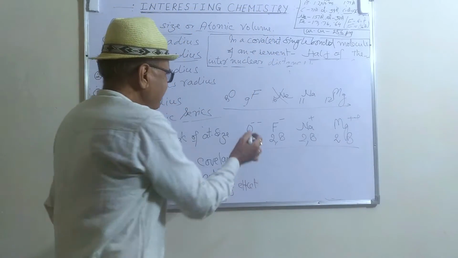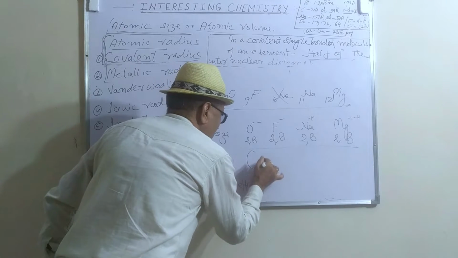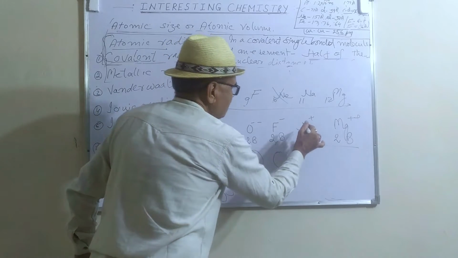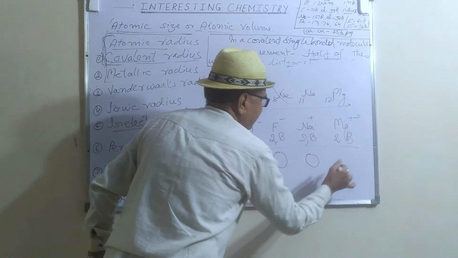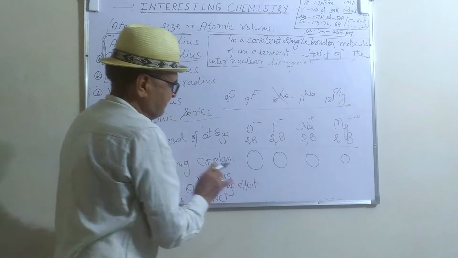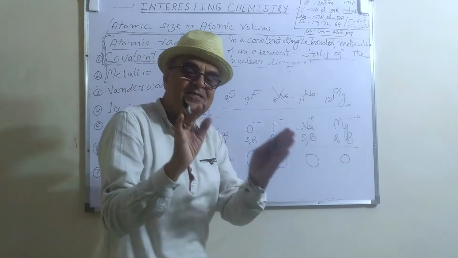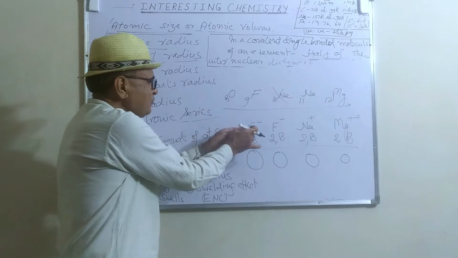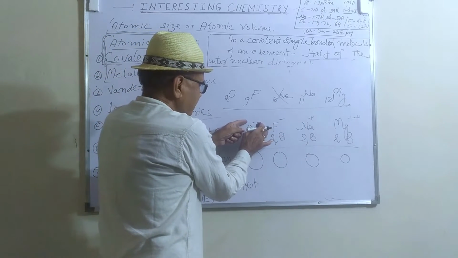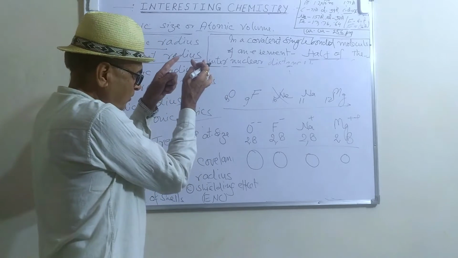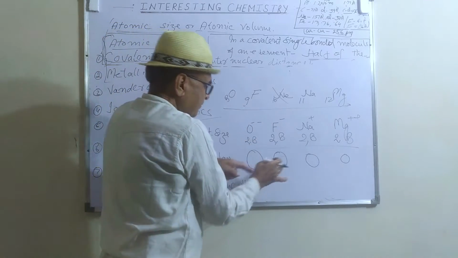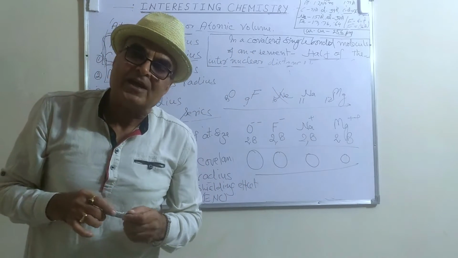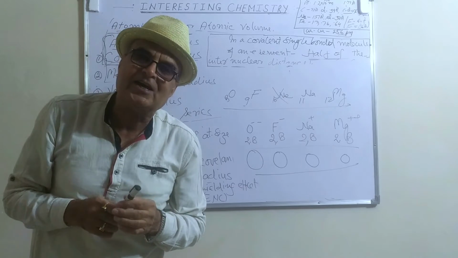So you can write here, this one is the biggest, this one is somewhat smaller, and this one is the smallest. This is the size order, because the cation has the smaller size and the anion has the bigger size. The charge will decide here. The charge is 2 negative, so the size will be bigger. Now I think you have understood the isoelectronic series and their size.